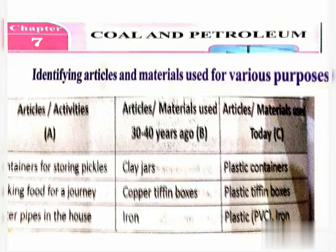Name of the article, hair combs. 30-40 years back they made hair combs from wood, but nowadays they are made from plastic. Next, vessels for cooking food. To cook food 30-40 years back they used copper vessels, but nowadays they use steel utensils.